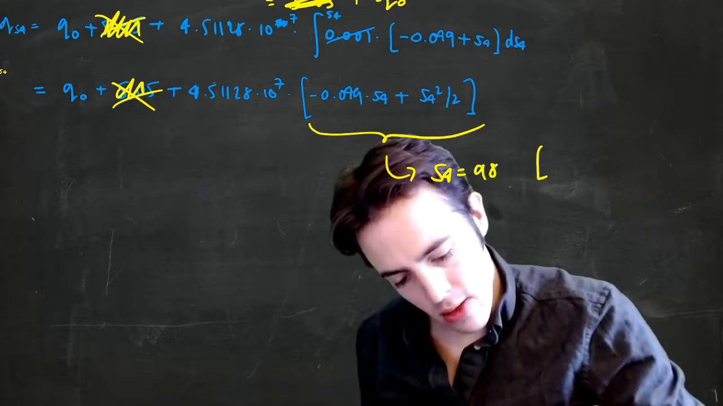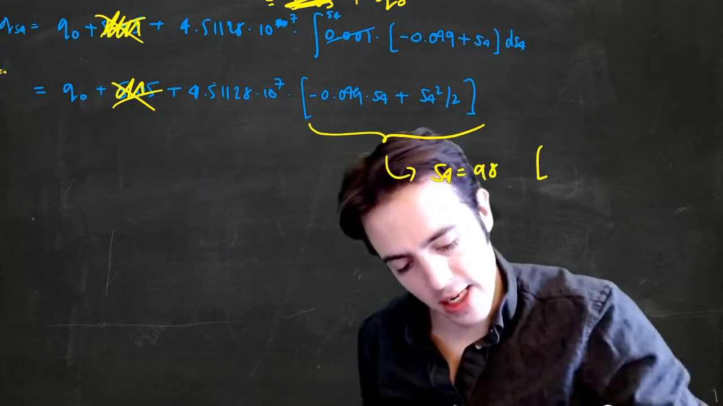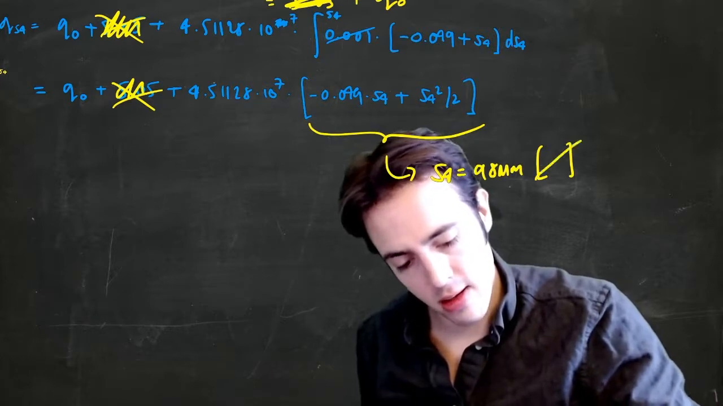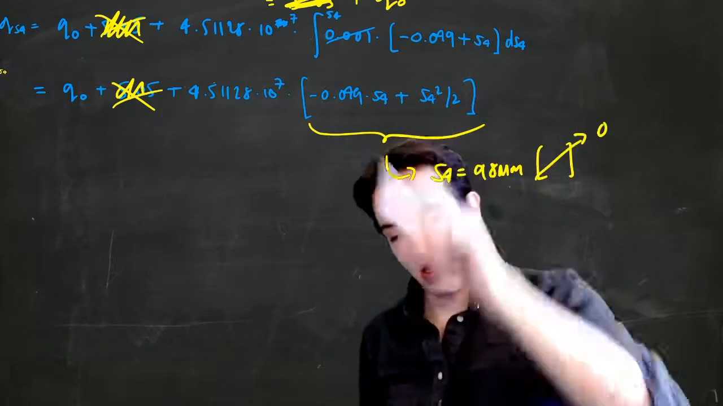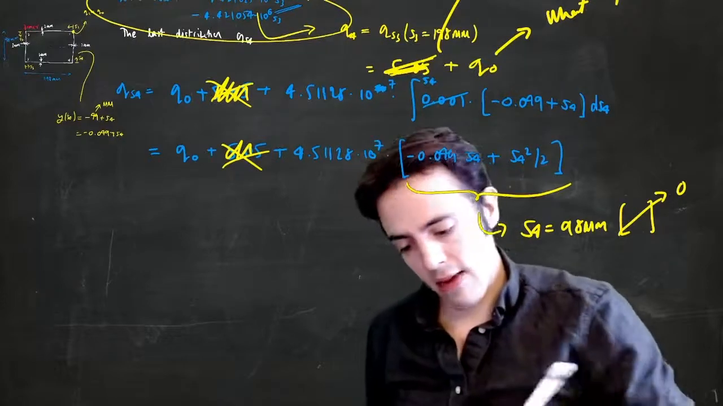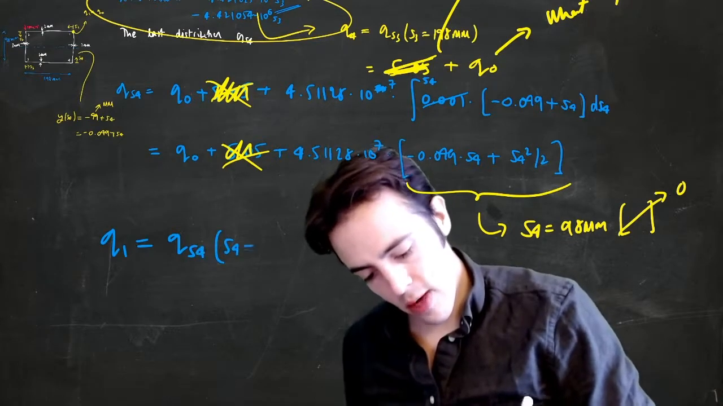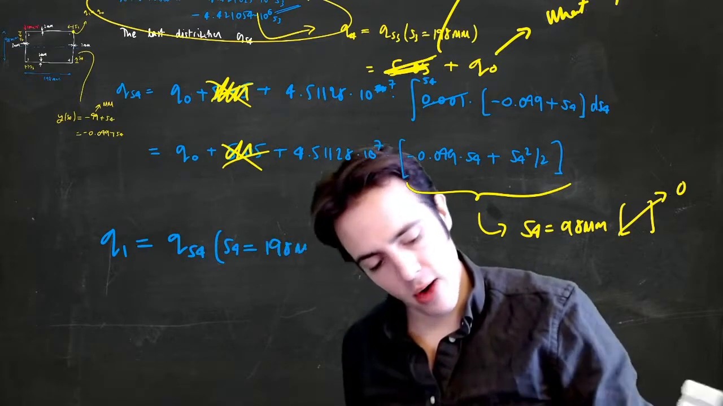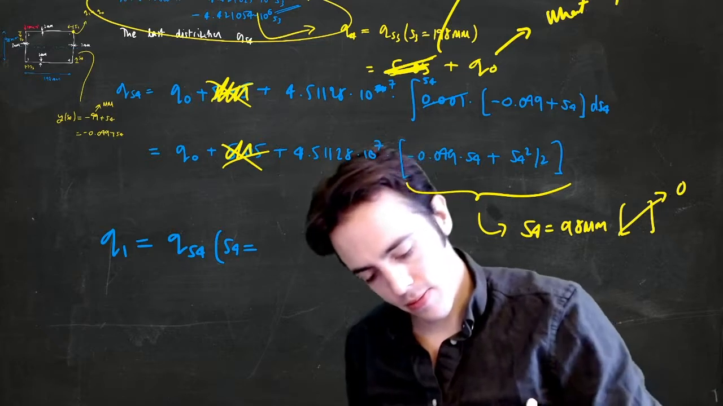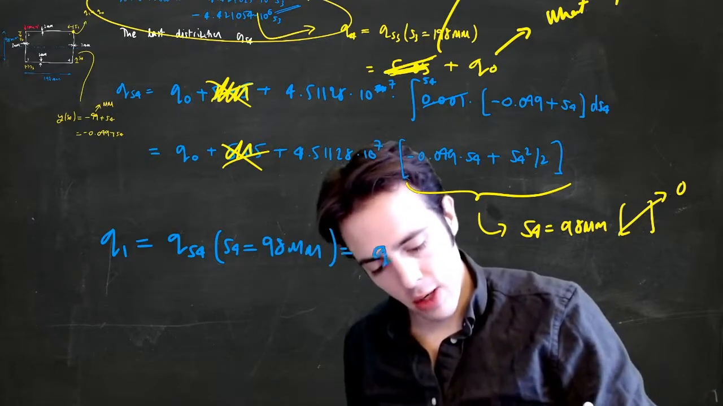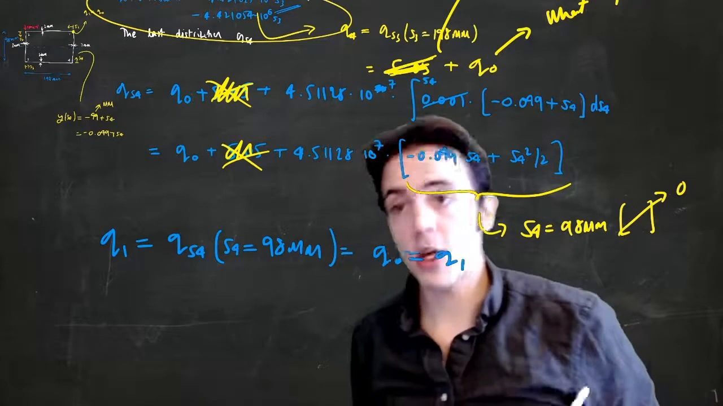Then the whole bracketed expression, at s equal to 0.09, equal to 98 millimeters, tends to 0, okay? So that gives us Q1, which is equal to QS4, with S4 equal to 98 millimeters, is equal to Q0, which is equal to Q1.